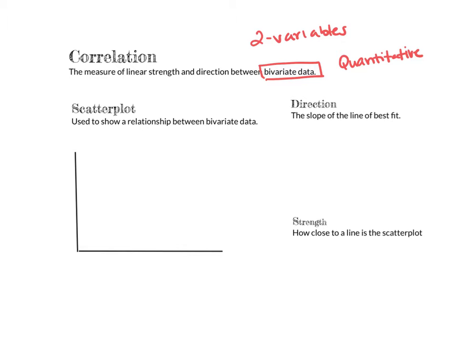When we talk about showing this linear strength and direction, we're going to show it through what we call a scatter plot. On your scatter plot, you have two variables you're going to focus on. You have your x variable, which is called your explanatory variable, and you put it on your x-axis. And then you have your y variable, which is called our response variable, and that is on the y-axis.